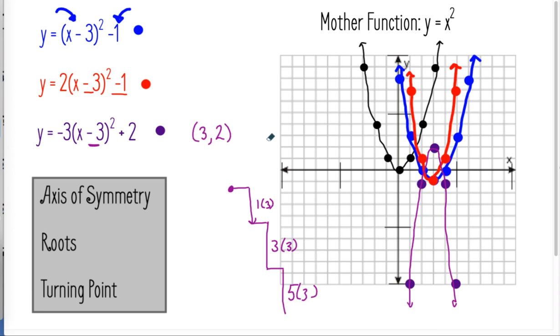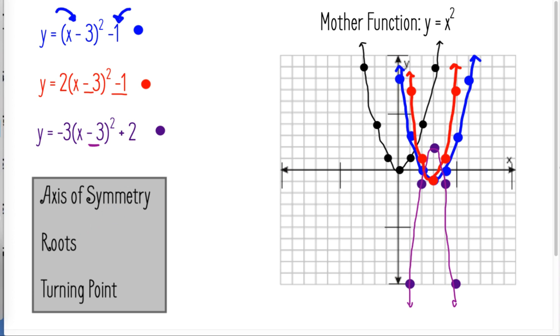So that is the quick way to draw any parabola that's in vertex form. No need to get out a calculator. In fact, it takes too much time to get out a calculator. So what we want to remember are some certain words from Algebra 1 that we should remember.